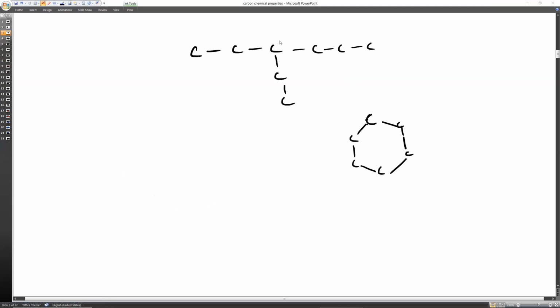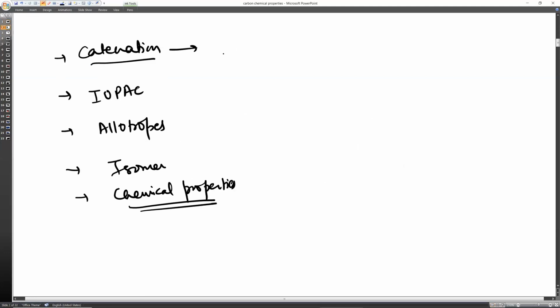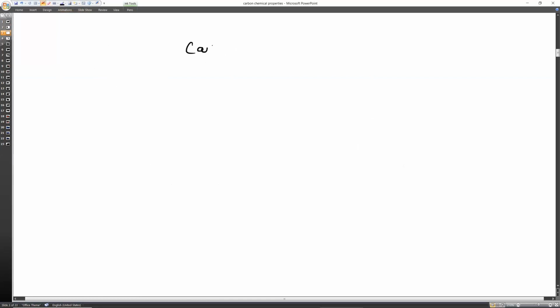So if I talk about why it is combining like this way, the reason behind this is that it has three parts. First of all, carbon is small in size. It is small in size.